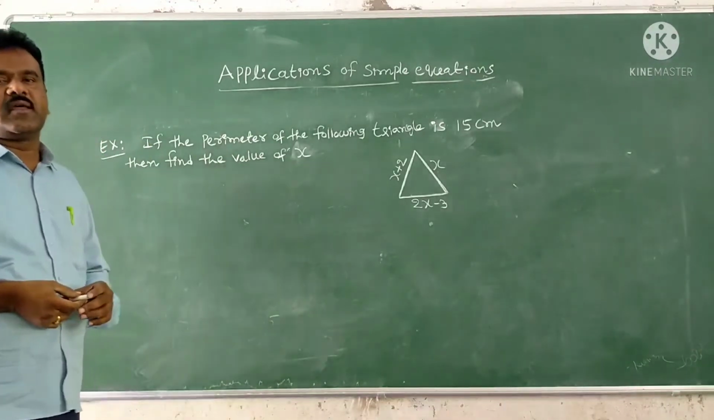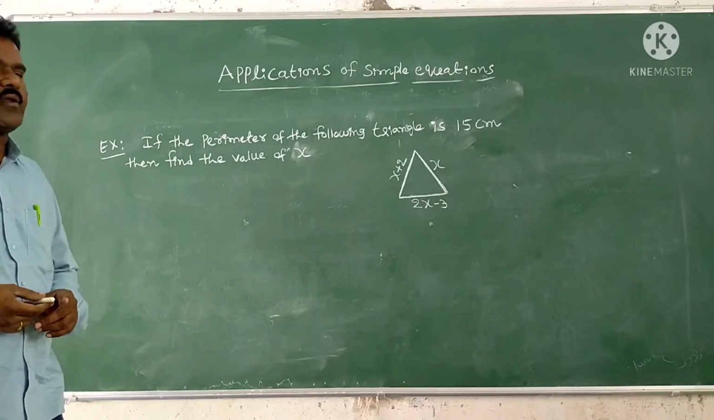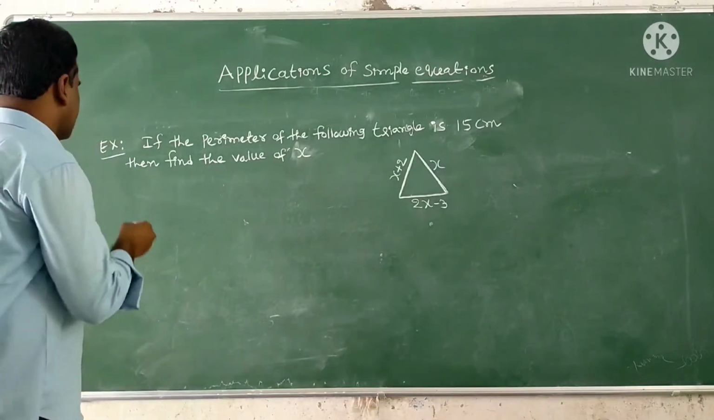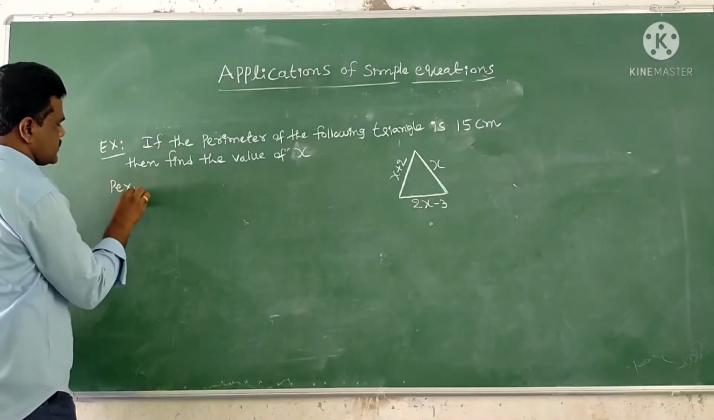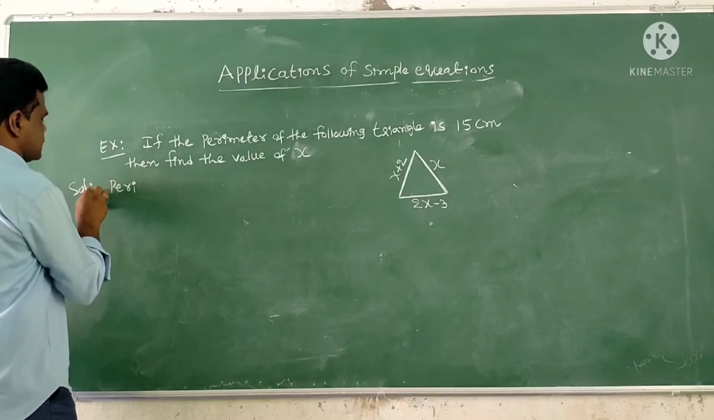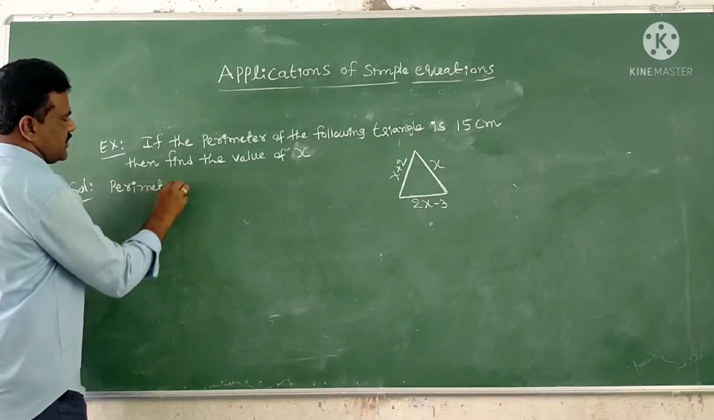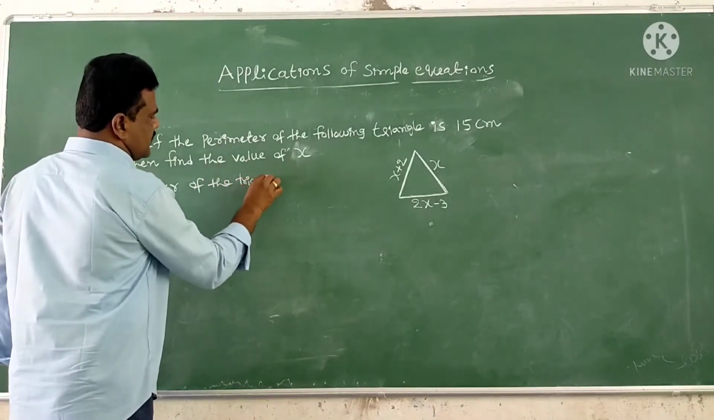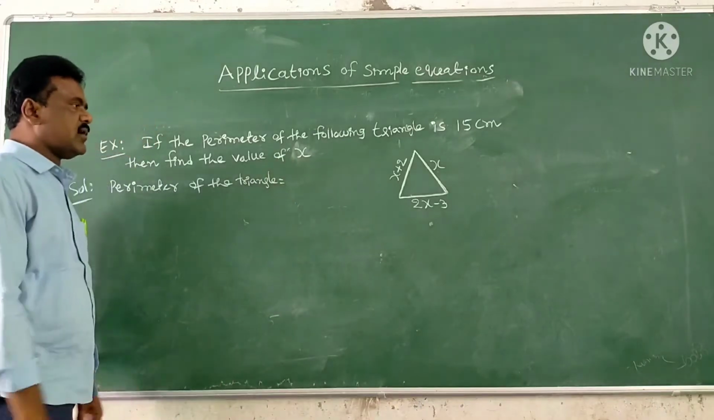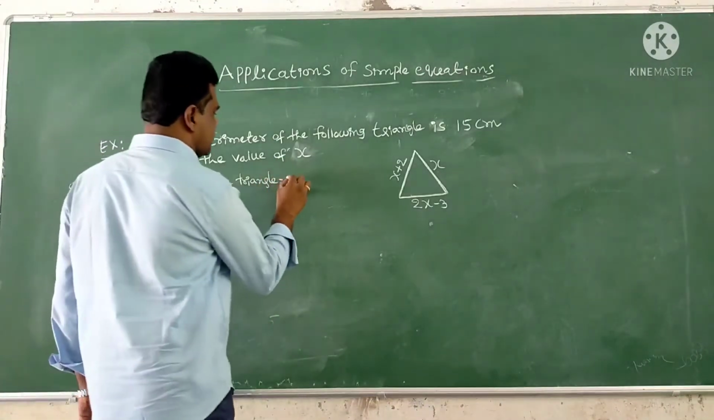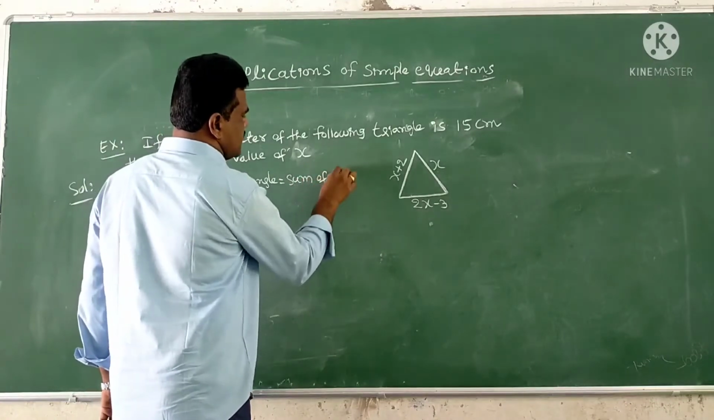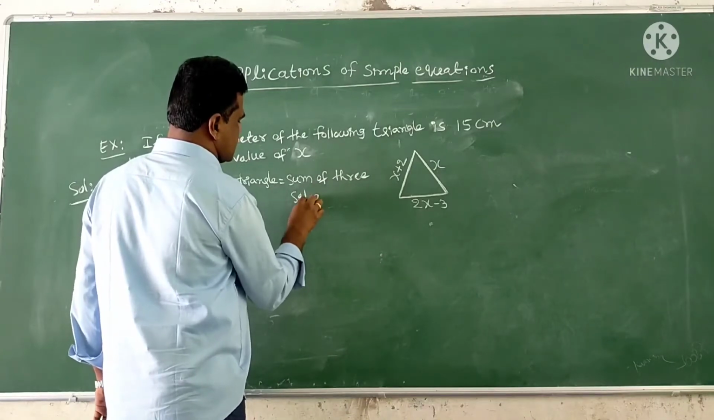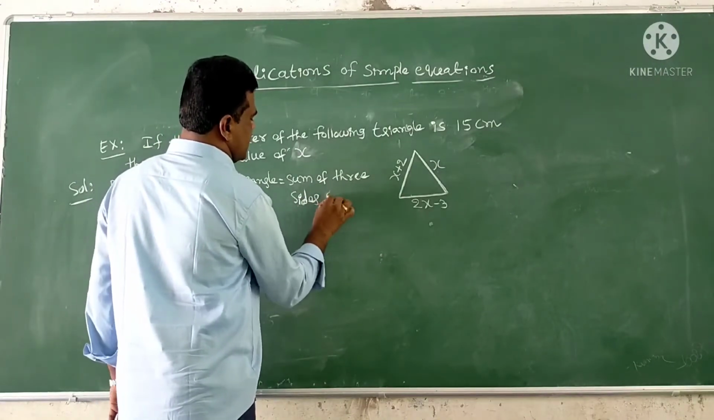What is the perimeter of the triangle, children? Yes, perimeter of the triangle is the sum of the three sides of a triangle.